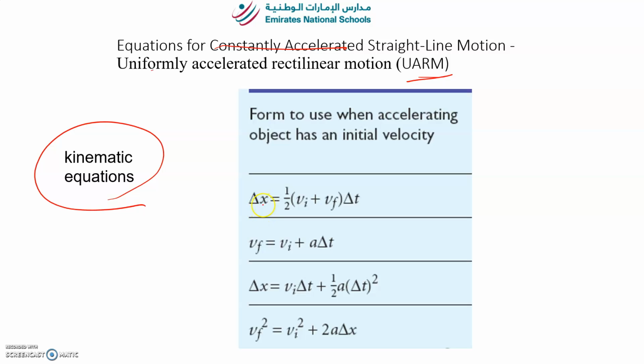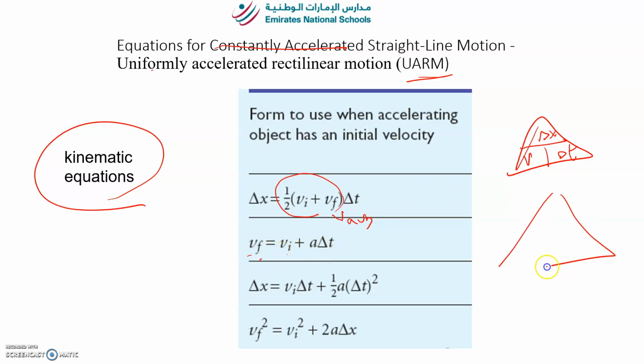The first formula: distance or displacement equals average velocity times time. This is V average times time, and we know distance is V times time. I need to find V final, which equals V initial plus acceleration times time. This one is from acceleration. We said acceleration is the change in velocity divided by change in time. So if I need the velocity, it's acceleration times time plus V initial.